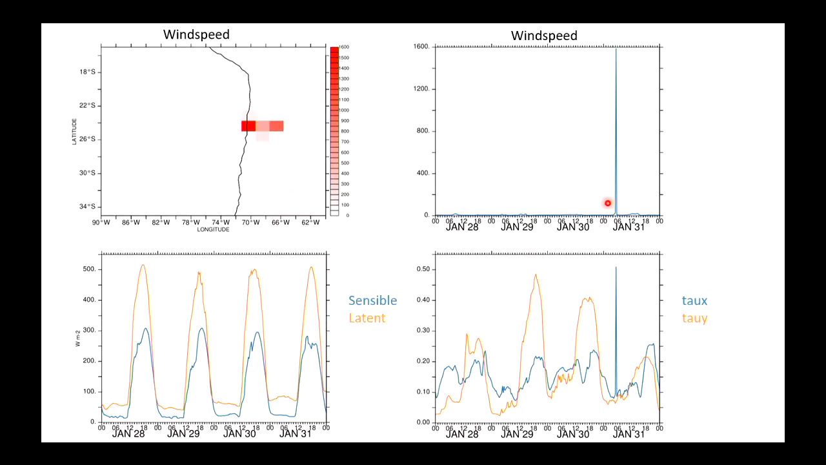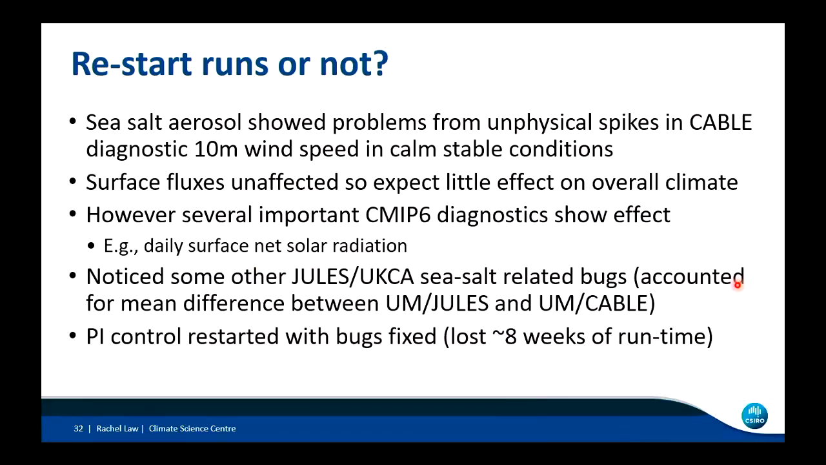Okay, wind speed goes off scale. Actually, it doesn't affect the sensible or latent heat flux, so that big spike is not showing up here. There's a little bit of a spike in one of the momentum fluxes, but certainly not off scale in the same way the wind speed was. So our conclusion was that we certainly had unphysical spikes in the CABLE diagnostic 10 meter wind speed, which occurred in calm, stable conditions. The surface fluxes were unaffected, so we don't actually expect much impact on the overall climate.